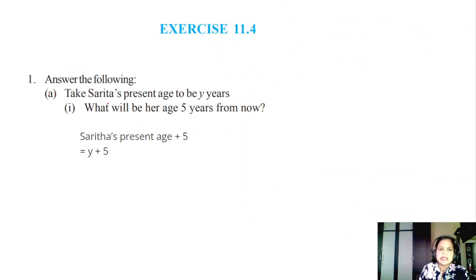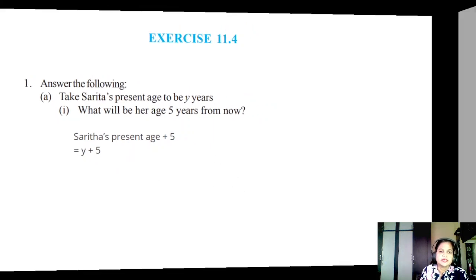A. Take Sarita's present age to be Y years. Okay, let's assume Y years. First question, what will be her age 5 years from now? Sarita's present age is Y years, right? After 5 years, what will be her age? Add 5 years to that Y. You will get Y plus 5 years. It is a variable expression.